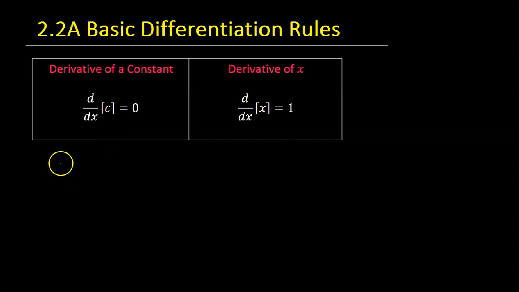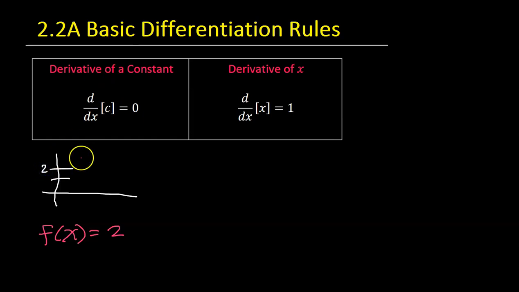Now, this makes sense if you think about the fact that the derivative tells us the slope of a curve at a point. So picture a constant function. Let's say f of x equals 2. All right, so here we are at 2. A constant function would simply be a horizontal line. This is what the function f of x equals 2 would look like. And what's the slope of a horizontal line? 0. Now, similarly, the derivative of x is equal to 1.